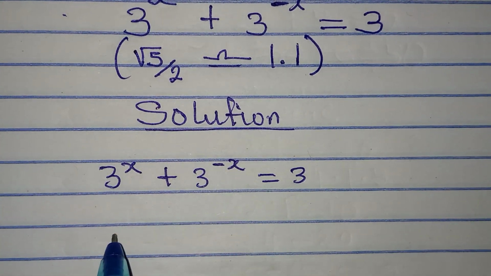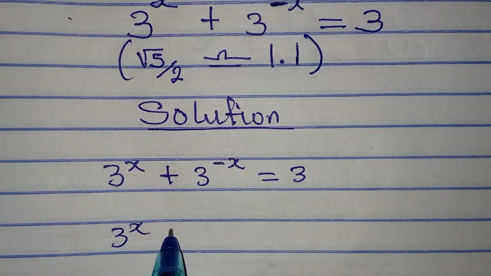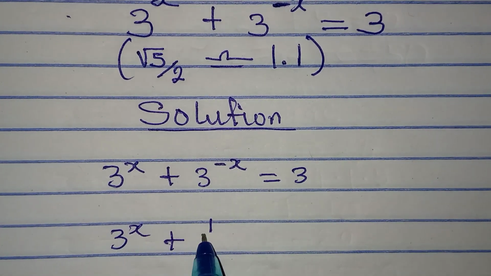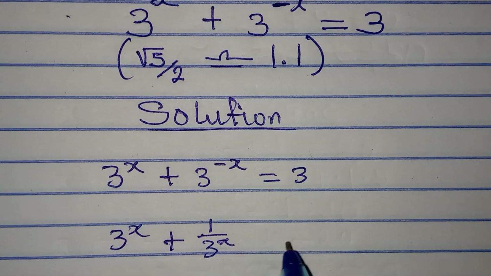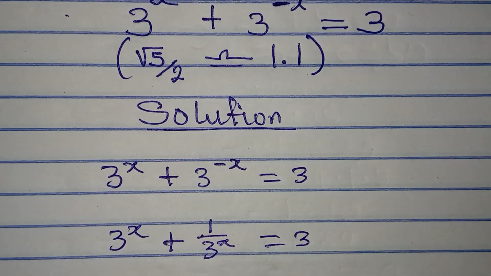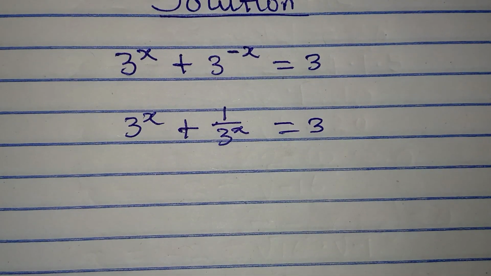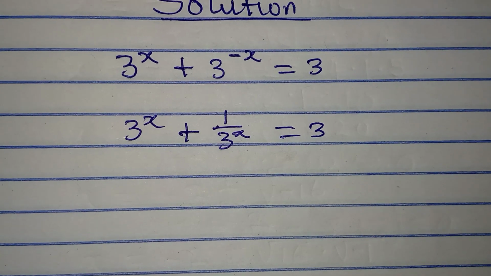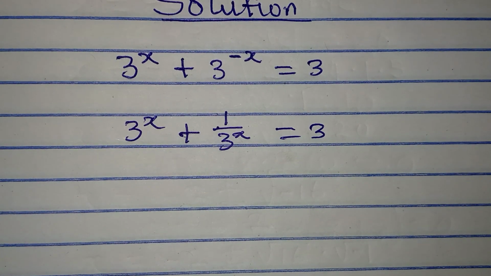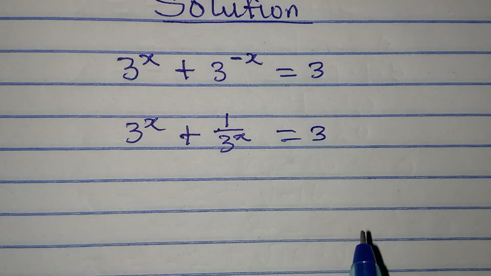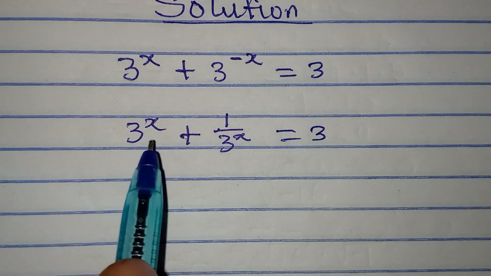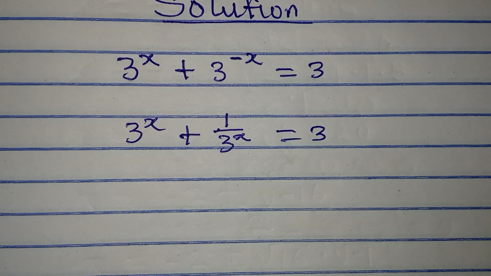The next thing I'm going to do is this. 3 to the power of x plus 1 over 3 to the power of x is equal to 3. I believe you understand what I did there. I just obeyed one of the rules of indices. So from here, the next thing I will do is to replace 3 to the power of x by, okay, let me not even use anything.